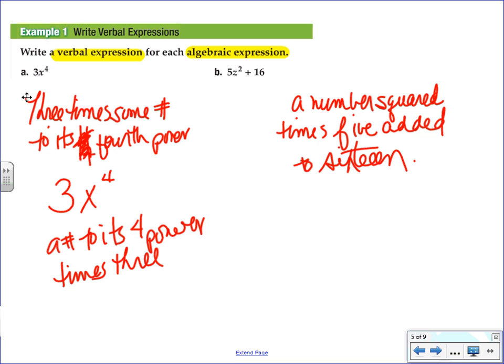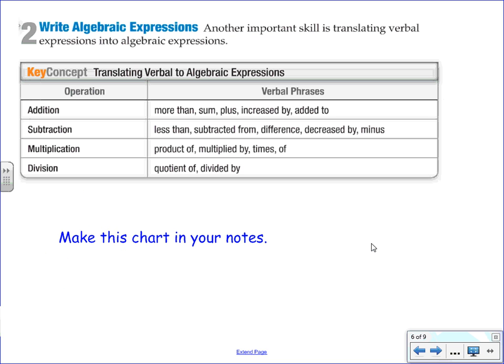There's more than one way to write these, but what I want you to do is become even more comfortable. I know some of you, it's your least favorite thing to do is to try and put math into words, but we're going to try and do that. That's what this section is about. All right. So it's important to change verbal expressions into algebraic expressions, and that's what we're doing in the second part of this section of the chapter.